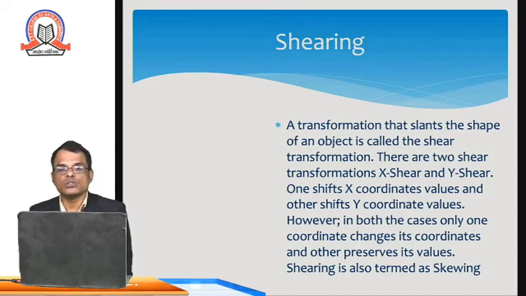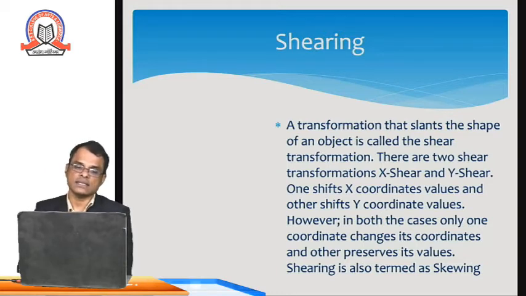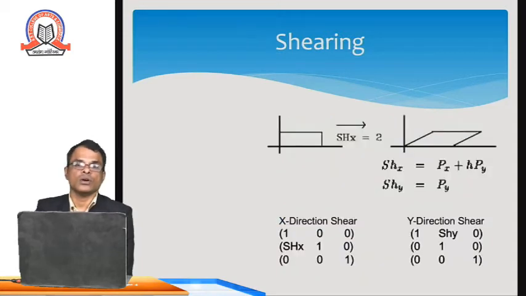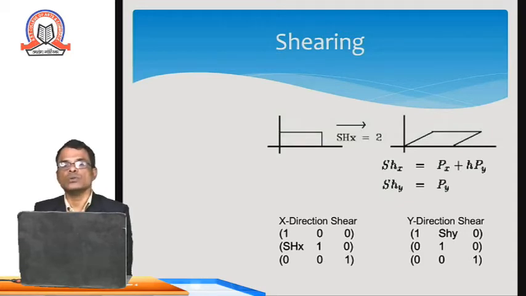Shearing is also known as skewing. So this is the diagram for shearing. Now SHX, this is the shearing factor, is equal to Px plus SHx times Py, and SHY is equal to Py.